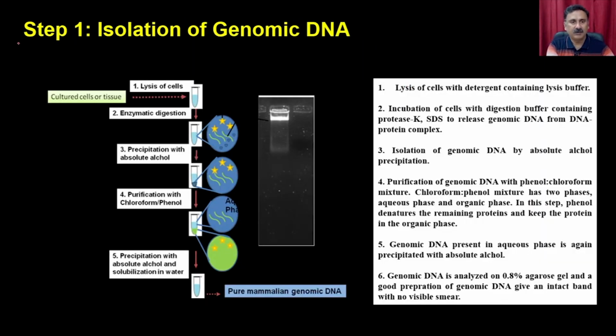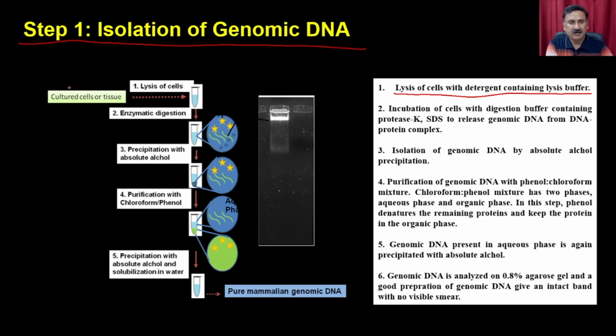So in step one, you're going to do the isolation of the genomic DNA. The isolation of the genomic DNA is a multi-step process. In step one, you are going to do the lysis of the cell with a detergent-containing lysis buffer.